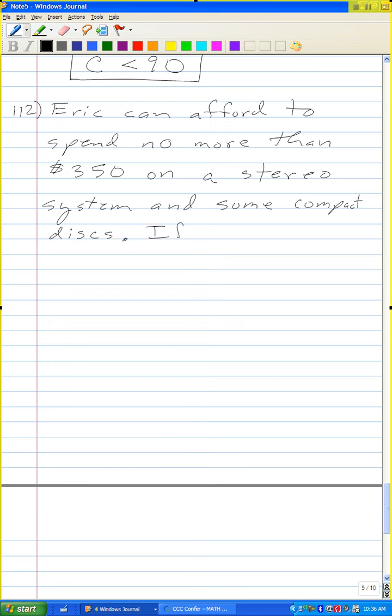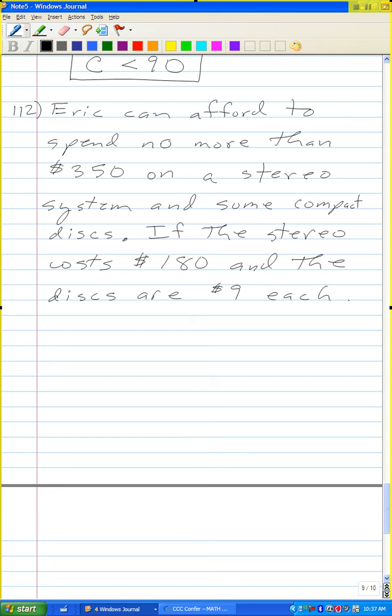If the stereo costs $180, and the discs are $9 each, find the greatest number of discs he can buy.